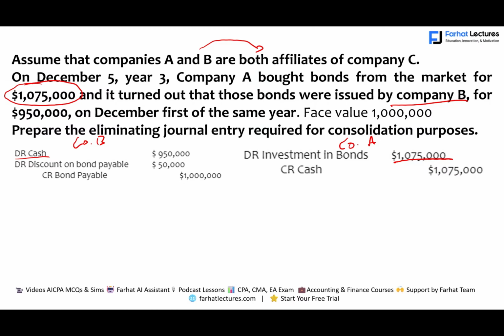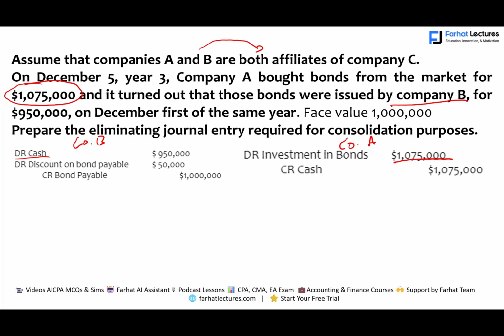Now we need to eliminate the entry. And here again, we're keeping everything simple. We're assuming that we did not amortize any discount or anything like that. But if we do amortize the discount, we have to take that into account. So now at the end of the year, what we have to do is prepare the eliminating entries.